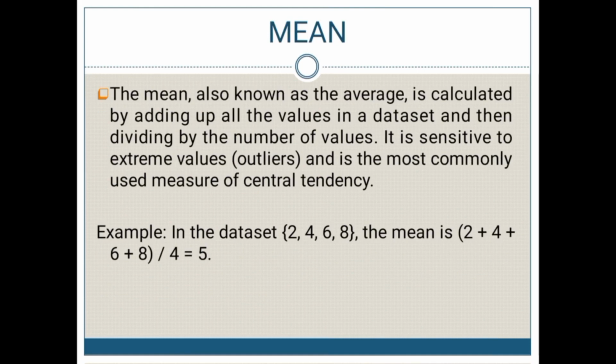Mean. The mean, also known as the average, is calculated by adding up all the values in a data set and then dividing by the number of values. It is sensitive to extreme values and is the most commonly used measure of central tendency. And the examples are given below.